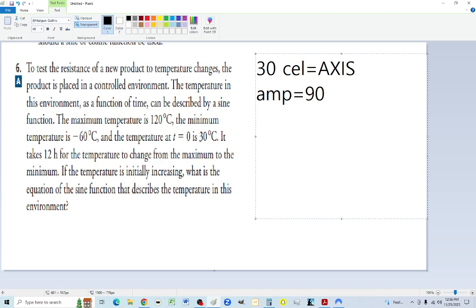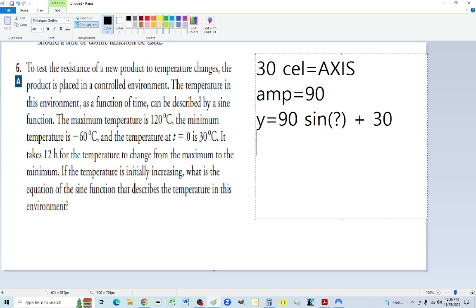Just using a sine curve to start. Let's use a cos curve because it starts at max. It takes 12 hours of temperature change from the max to the min. Okay, that's important, but we're not going to translate this just yet. We're going to just start with the basic sine curve. So we're going to do 90 sine, we don't know what's going on in here, plus 30.